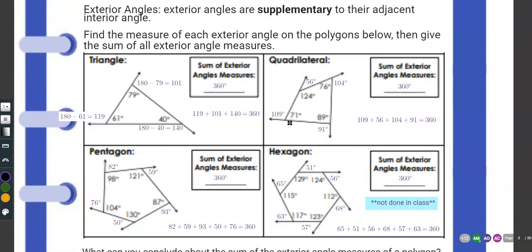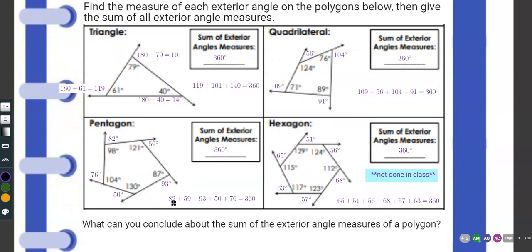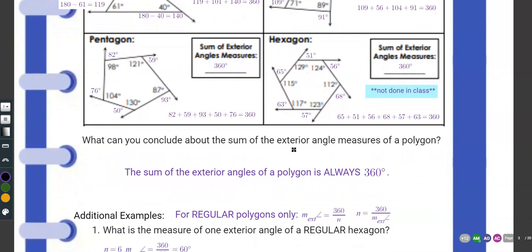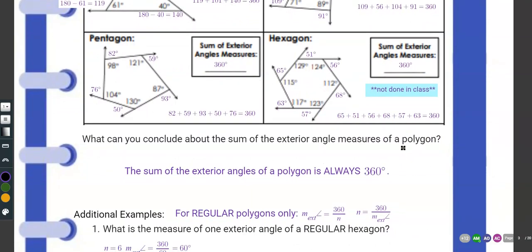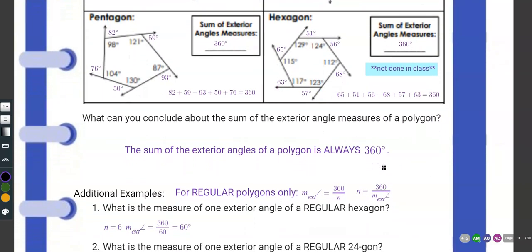We did the same thing for the quadrilateral. The supplement of 71 is 109. The supplement of 124 is 56. The supplement of 76 is 104, and the supplement of 89 is 91. Add those four numbers together, 109 plus 56 plus 104 plus 91 will be equal to 360. You'll notice we did the same thing for the pentagon and hexagon and found that the sum of exterior angles of a polygon is always 360 degrees.